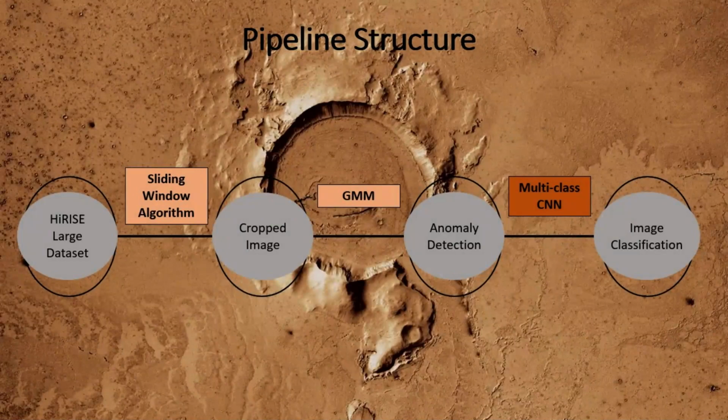For our pipeline, large high-res images are cropped into equal windows, which are pre-processed to produce 6 features used by the GMM to cluster into positive, containing surface phenomena, and negative images. Positive images are fed into the CNN for further classification, while negative images are discarded.